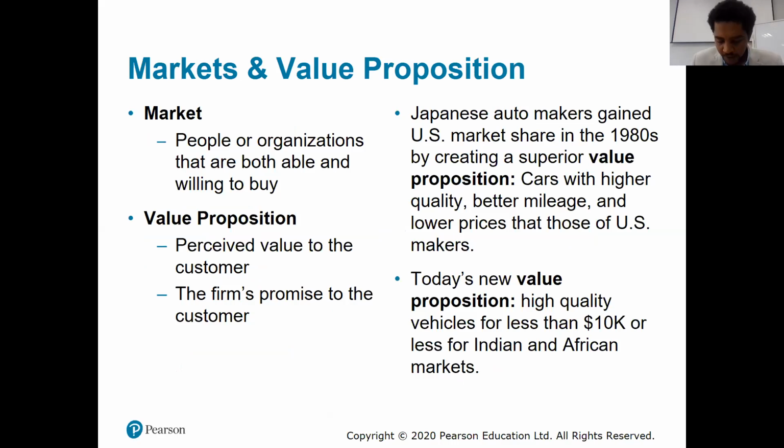Then let's talk about these two market issues: markets and value proposition. When we say market, we mean people or organizations that are both able and willing to buy. The value proposition is a perceived value to the customer. It could also be the firm's promise to the customer. When you say you have a good value proposition, it is delivering what is expected by the customers from your company or from your product. Or it is something that you think is good, then you deliver it to your customers. That's your value proposition.